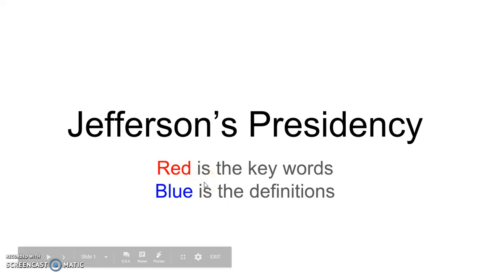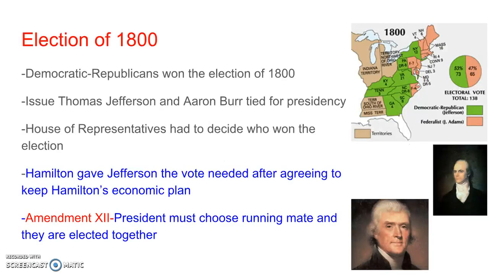Okay, so today we're going to talk about Jefferson's presidency. The key words you need to know are the ones in red, and the blue is the definitions you need to write down afterwards. So, Jefferson becomes president with the election of 1800. Now, we talked about some of this yesterday with John Adams and him losing this election, but today we're going to focus mainly on Jefferson and Burr.